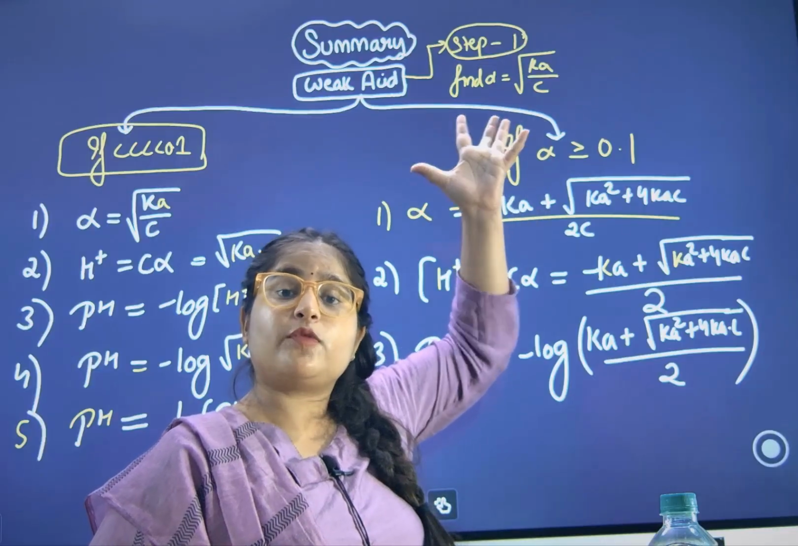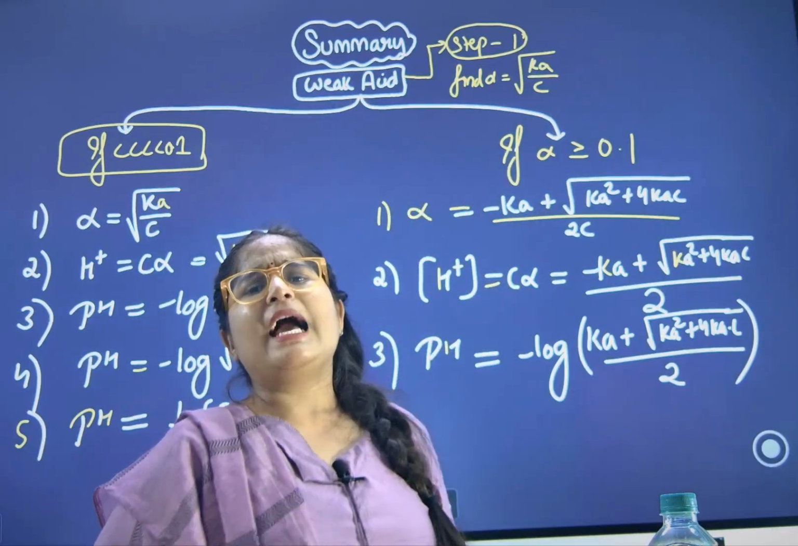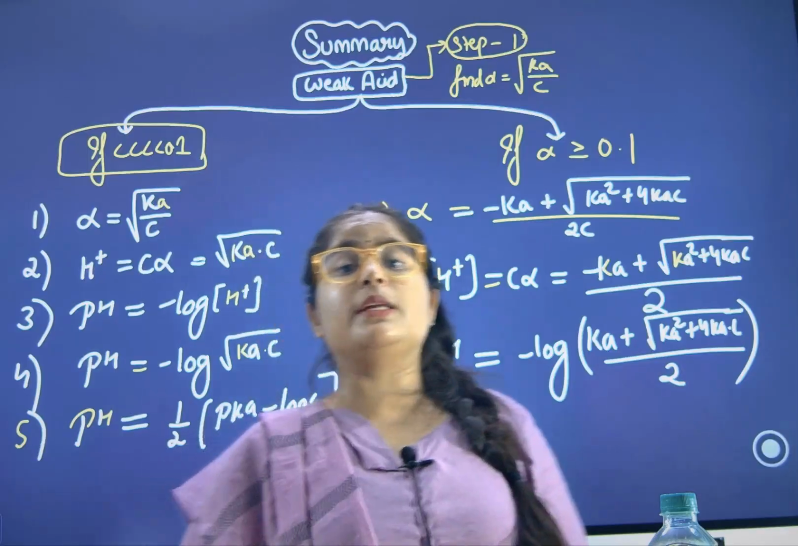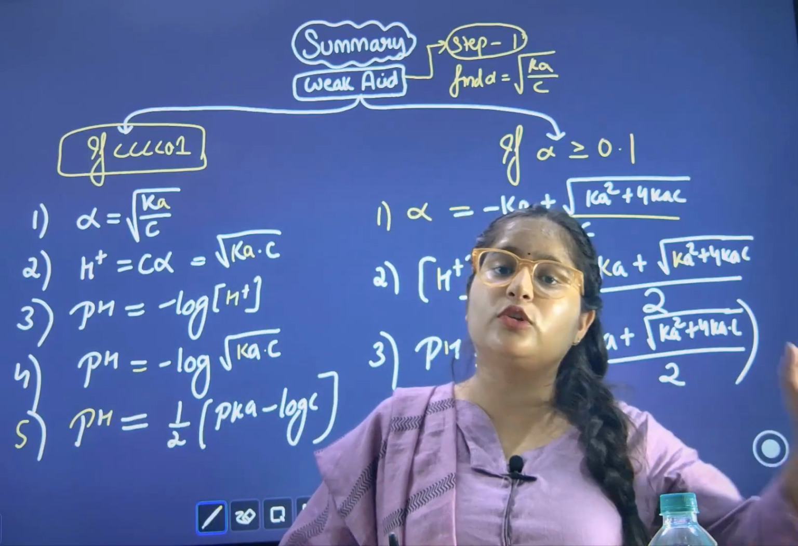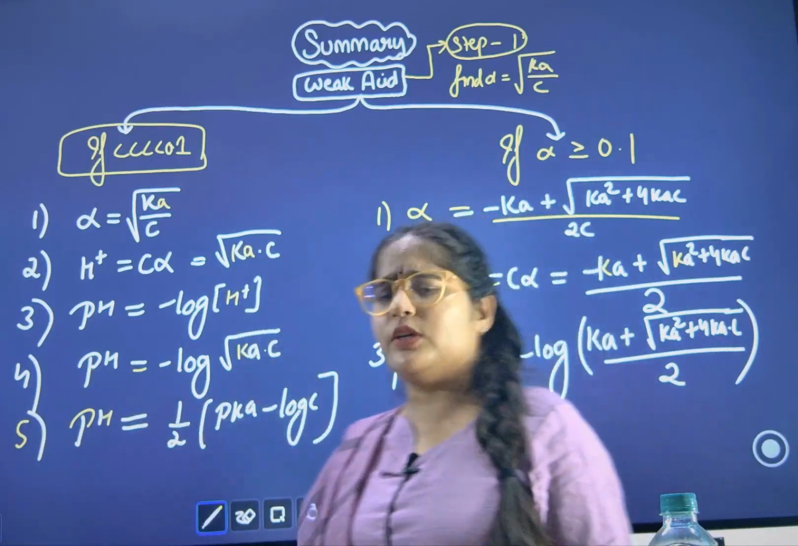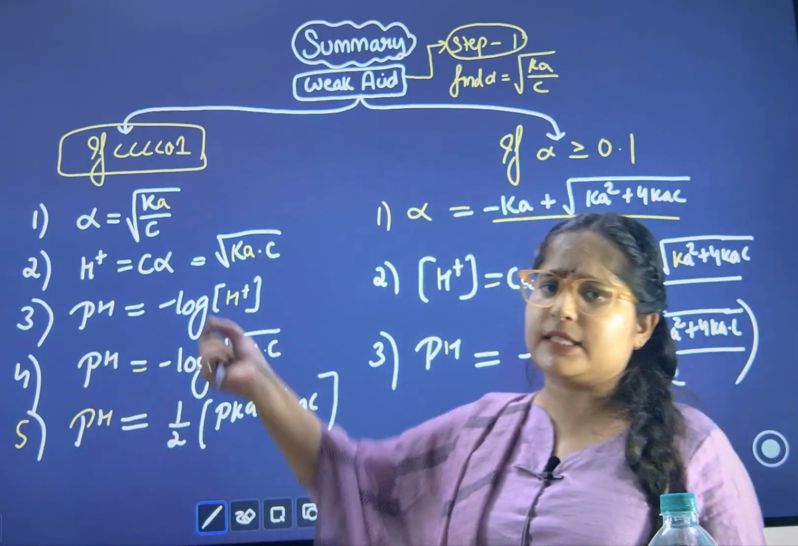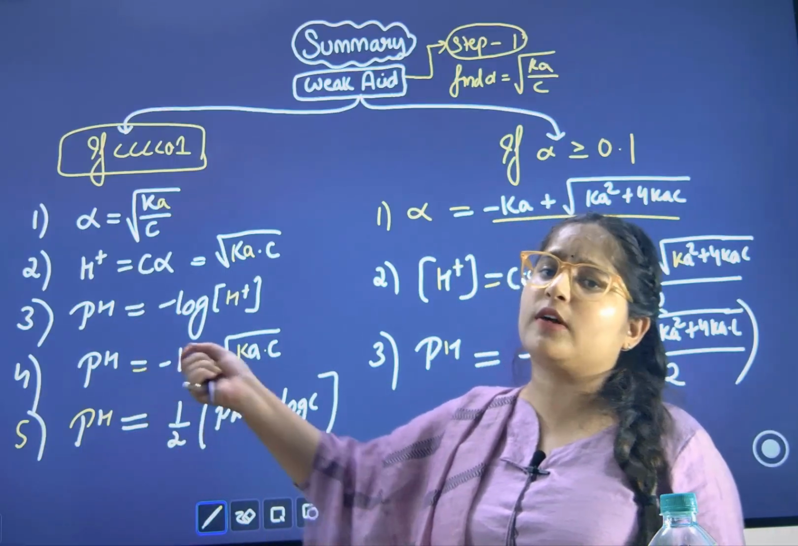And what is the universal formula to calculate alpha? Alpha equals under root Ka by C. As soon as you have calculated it, you will see whether alpha is less than 0.1 or equal to or more than 0.1. If it is less than 0.1, then no stress. We will take our alpha as under root Ka by C. Then from alpha we will calculate our H+, and H+ equals C alpha.